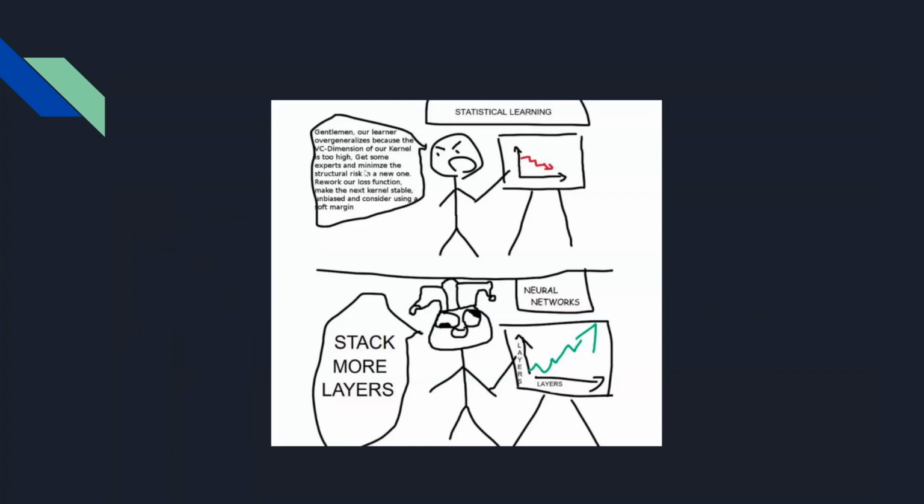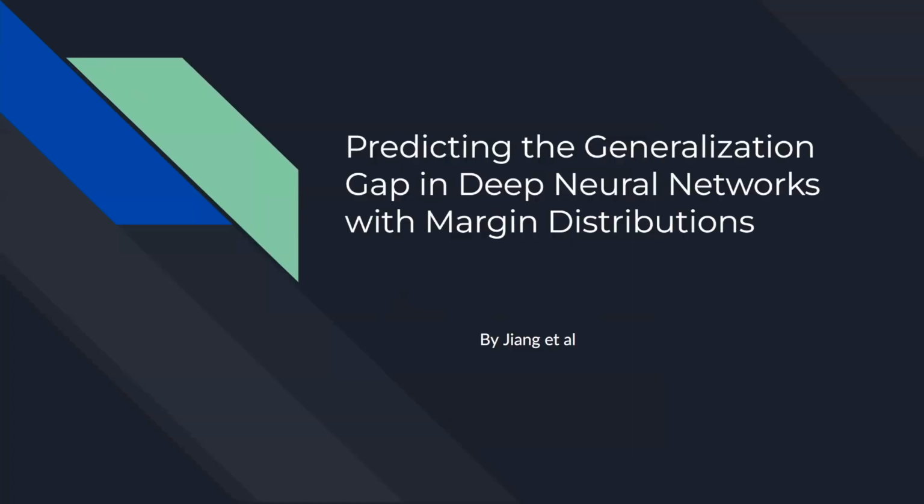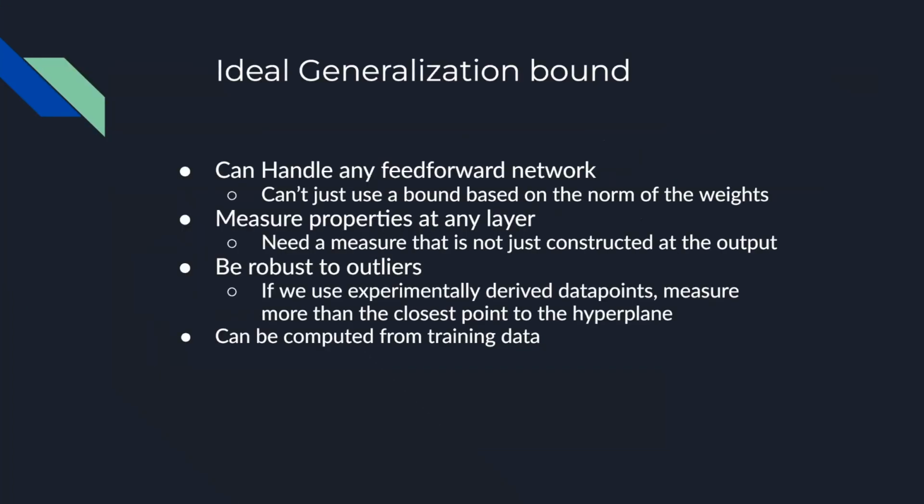This is just my meme. In classical statistical learning, we learn our VC dimension and we get some bounds, but in deep learning, we just stack more layers, bro. Let's just go. More layers. Yes, more layers.